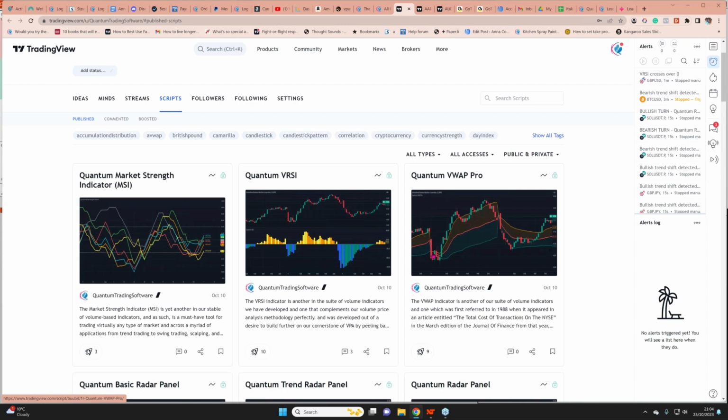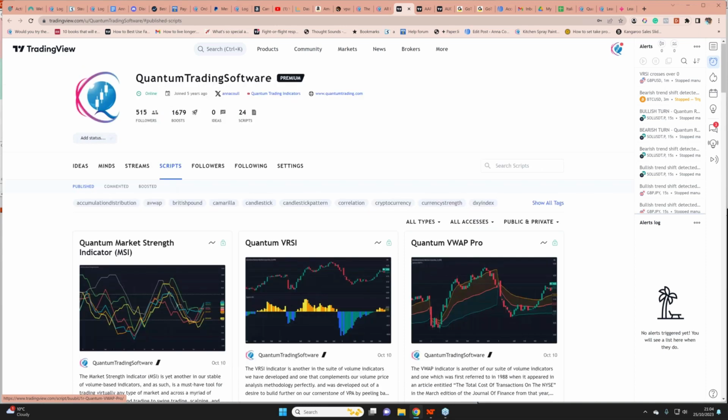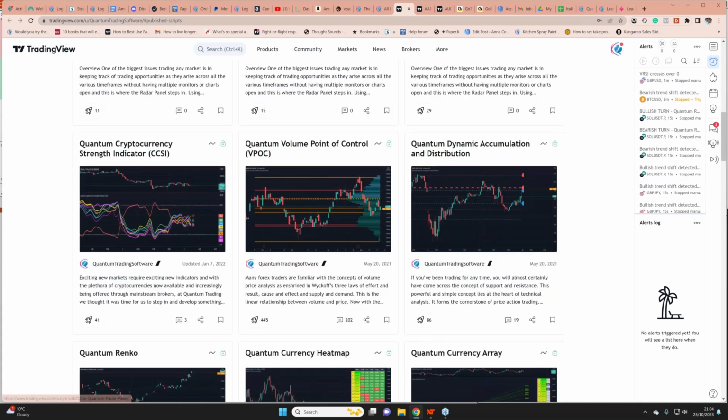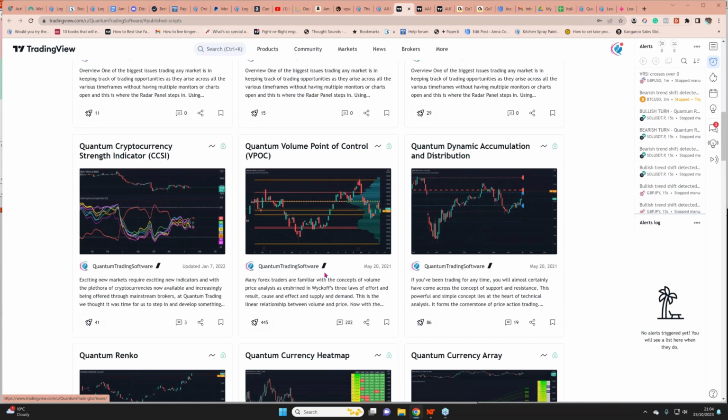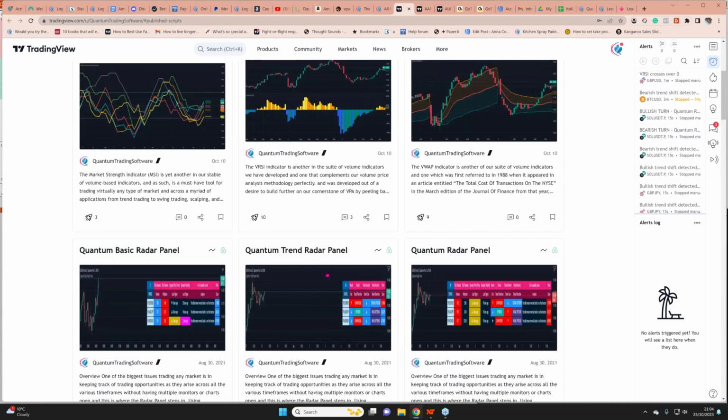So those are the 3 new indicators. They're all up there with all the others that I'm sure you already know anyway. We've got the cryptocurrency strength indicator and all the other indicators. They all come in that full package now.